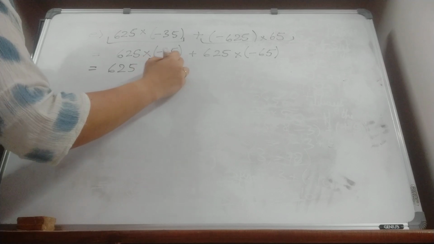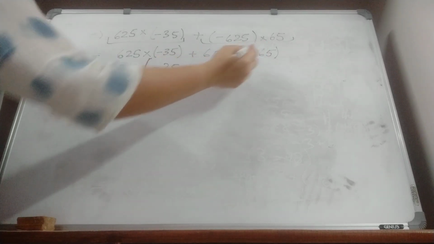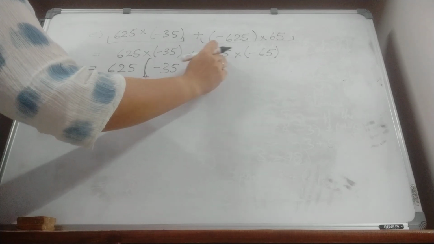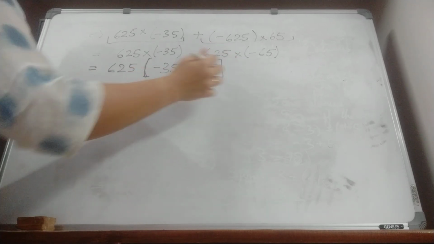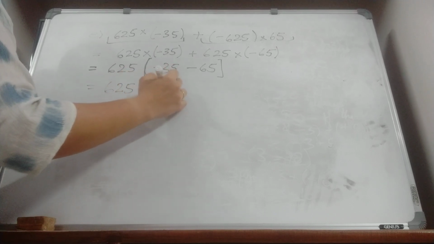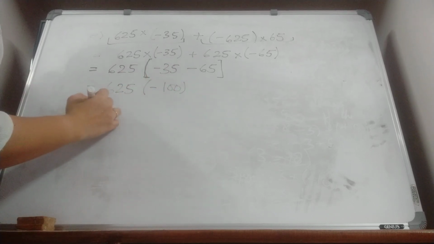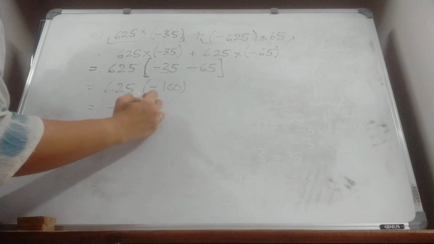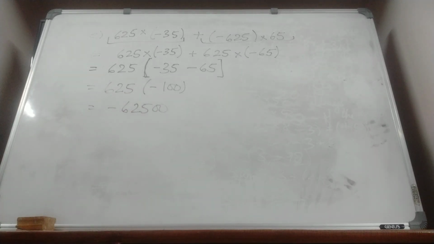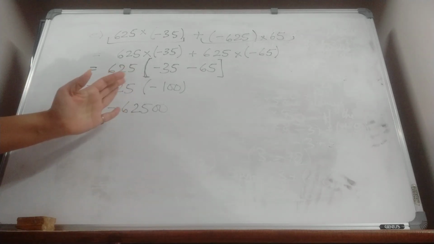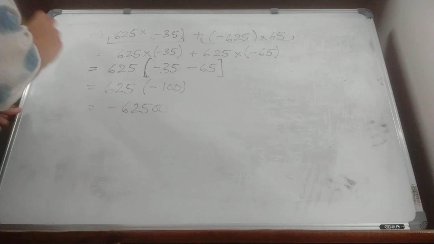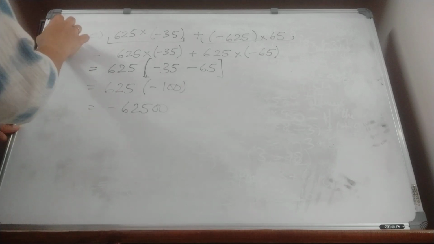minus 35, and from here I'm left with minus 65. So what is minus 35 minus 65? It is minus 100. So my answer is minus 62500. That is my answer. Is that clear? Okay. Now we move on to the F part.